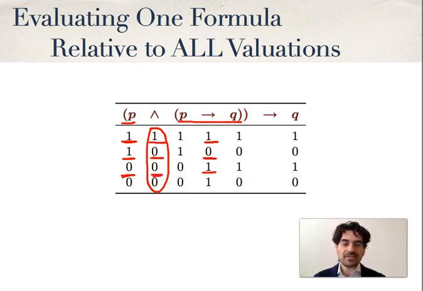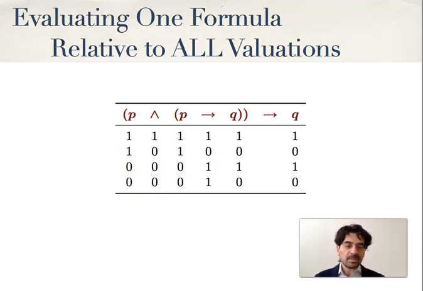And finally, if P is assigned truth value 0 and P implies Q is assigned truth value 1, then their conjunction will have truth value 0. Finally, the next and final step is to assign a truth value to the formula that we are interested in, which is the most complex formula here.